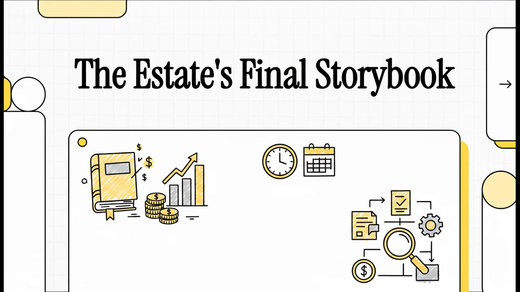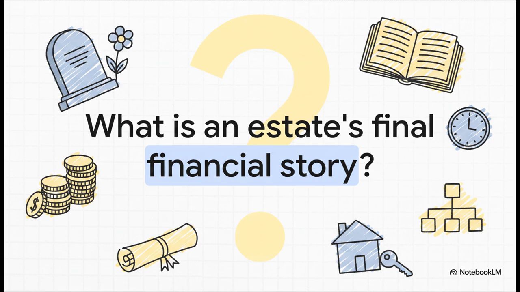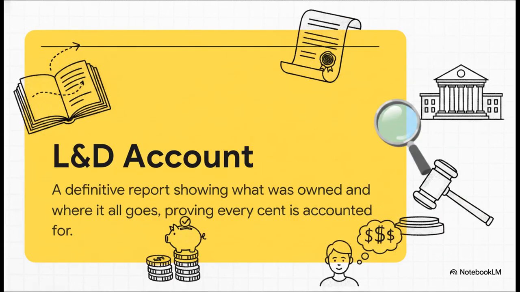Welcome to The Explainer. Okay, today we are decoding what is, seriously, one of the most important documents in any estate. Think of it as the final storybook of someone's financial life, and we're going to break down exactly how that story gets told. So, before we dive into all the nuts and bolts, let's just start with a big picture question, right? When it's all said and done, how does a person's entire financial life get, well, formally wrapped up and accounted for? Well, the answer is this one document, the Liquidation and Distribution Account.